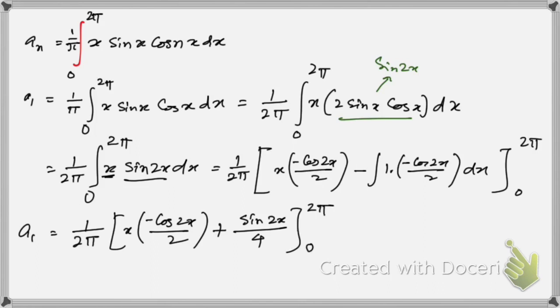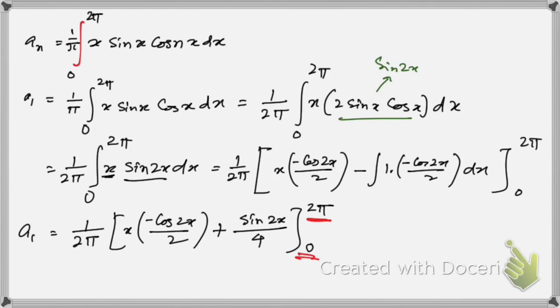Again you see, we know sine n pi is 0, that's why on putting the upper limit and lower limit, in both cases this term will be 0, right? So that's why you're going to deal with only this term. If you put 0, then this x will be 0, 0 into anything is 0, so that's why let's put 2 pi only.